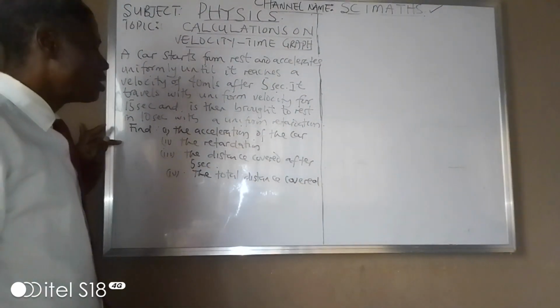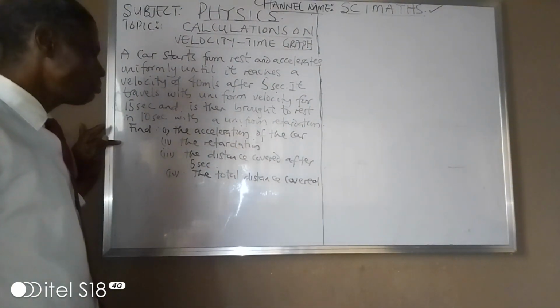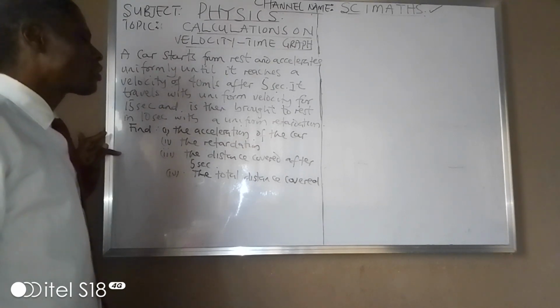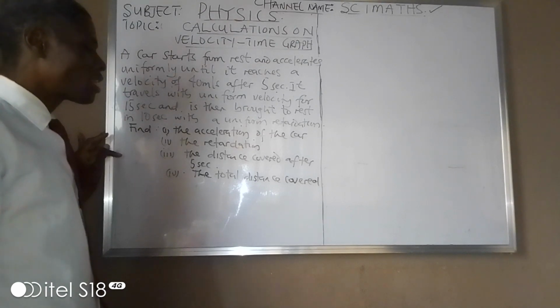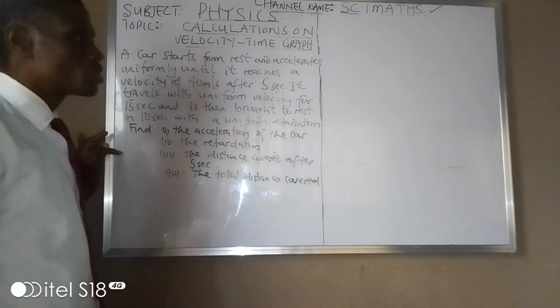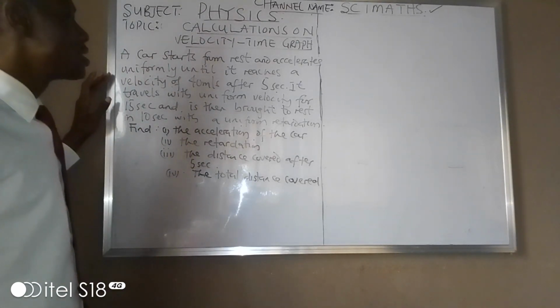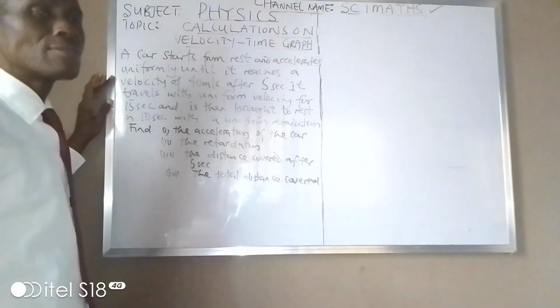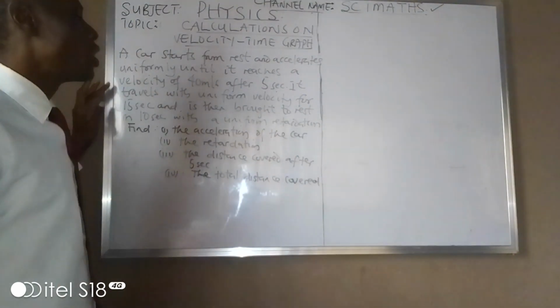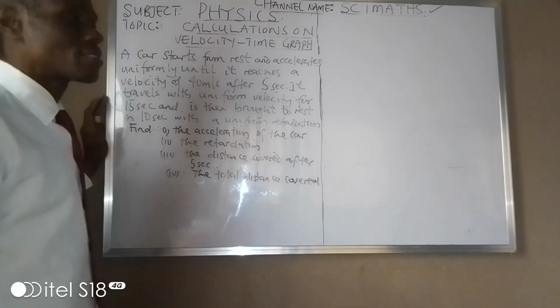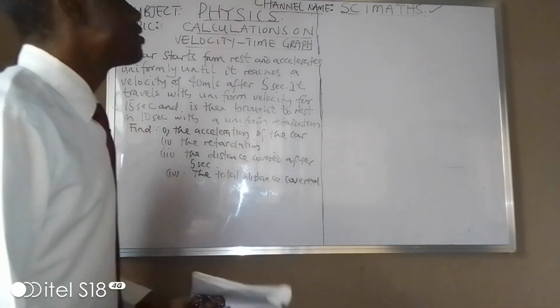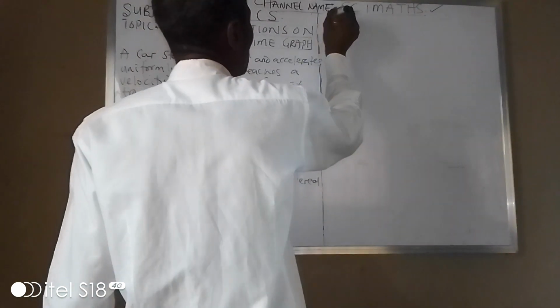We are to find the acceleration of the car. Number 2, the retardation of the car. The third one, the distance covered after 5 seconds. And number 4, the total distance covered. So how do we solve this kind of question? This is a typical velocity time graph. Why? Because we are being given velocity and time, and we are being told to calculate distance. So let's go over the solution.